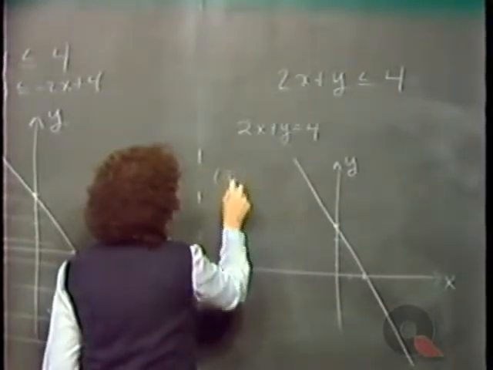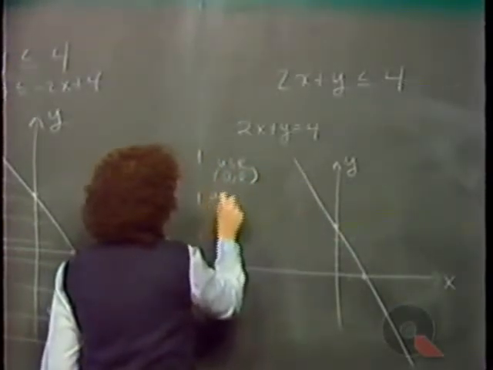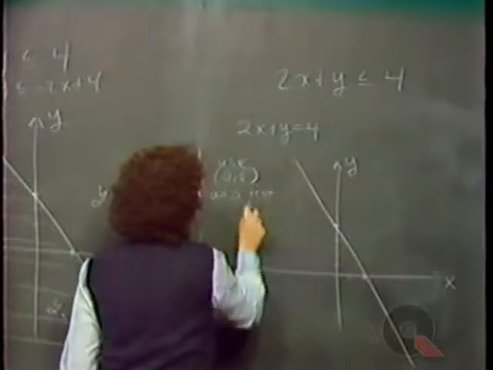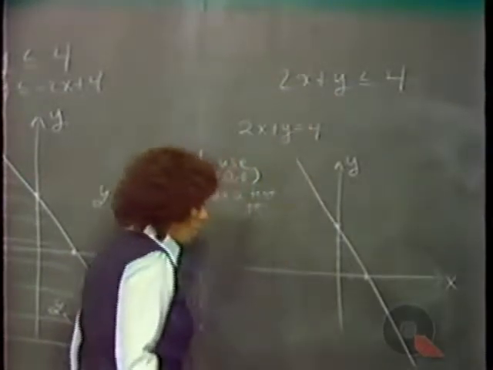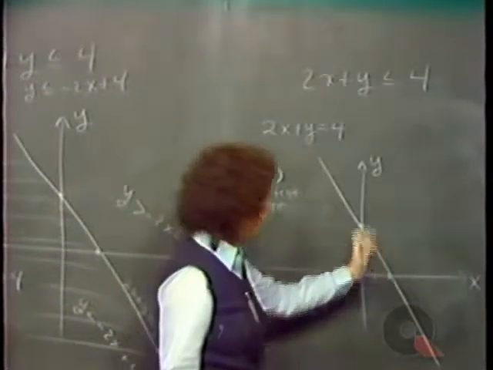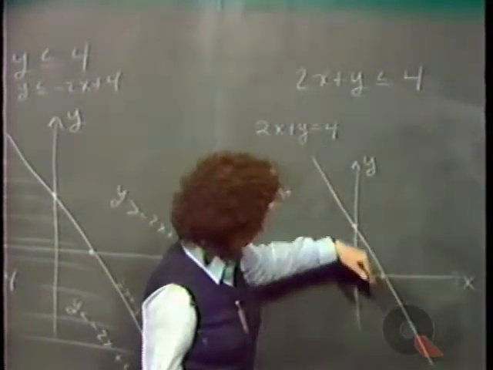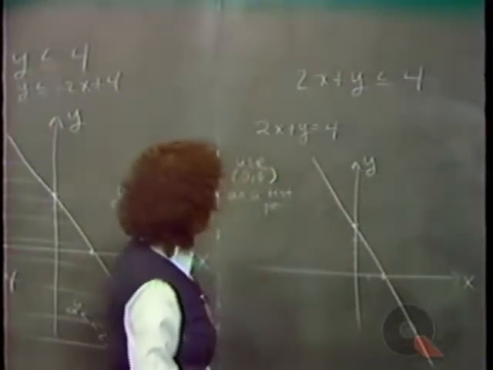We're interested in using (0, 0) as a test point. And we want to see if (0, 0) makes the original inequality a true statement. If it does, that would tell us that (0, 0) is on the correct side of the line, and all points on that side of the line would be part of the solution set.